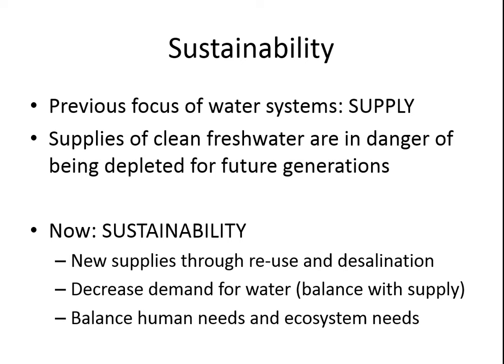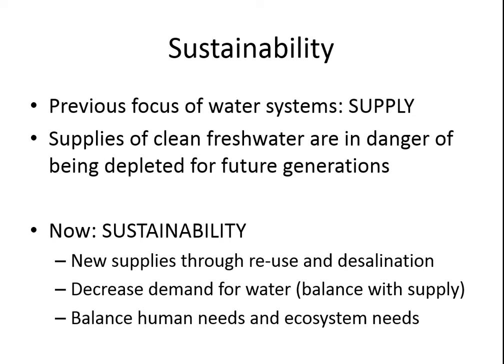And so we're now looking at how we get new supplies of fresh water, either through reuse or through the process of desalination, or taking salt out of salt water. We're also looking at how to decrease demand for water. So we want to get to the point where we can balance the demand that we have with the supply that's available. Because up to this point, we have been using water as though it's an unlimited resource, and so our demand has been exceeding the supply. And that's definitely a dangerous situation to be in.